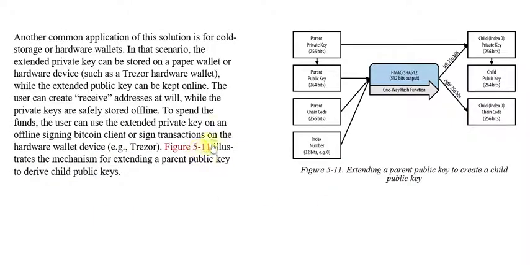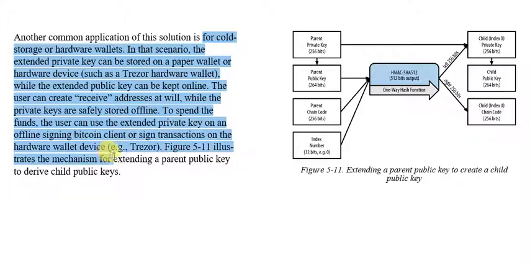Another common application of this solution is for cold storage or hardware wallets. In that scenario, the extended private key can be stored on a paper wallet or hardware device, such as a Trezor hardware wallet, while the extended public key can be kept online. The user can receive addresses at will, while the private keys are safely stored offline. To spend the funds, the user can use the extended private key on an offline signing Bitcoin client or sign transactions on the hardware wallet device, e.g., Trezor.